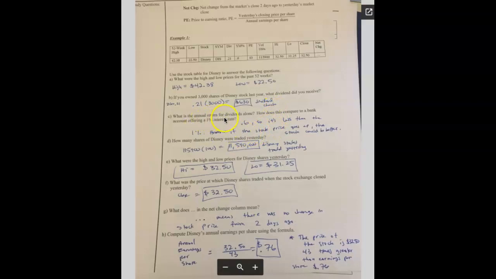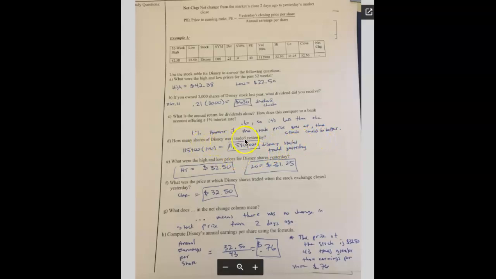What's the annual return for dividends alone? How does this compare to a bank account offering a 1% interest rate? So you can see the yield. The annual return for dividends is the yield. It's here. Yield percent is 0.6. So it is less than the 1%. However, if the stock price goes up, the stock could be better.